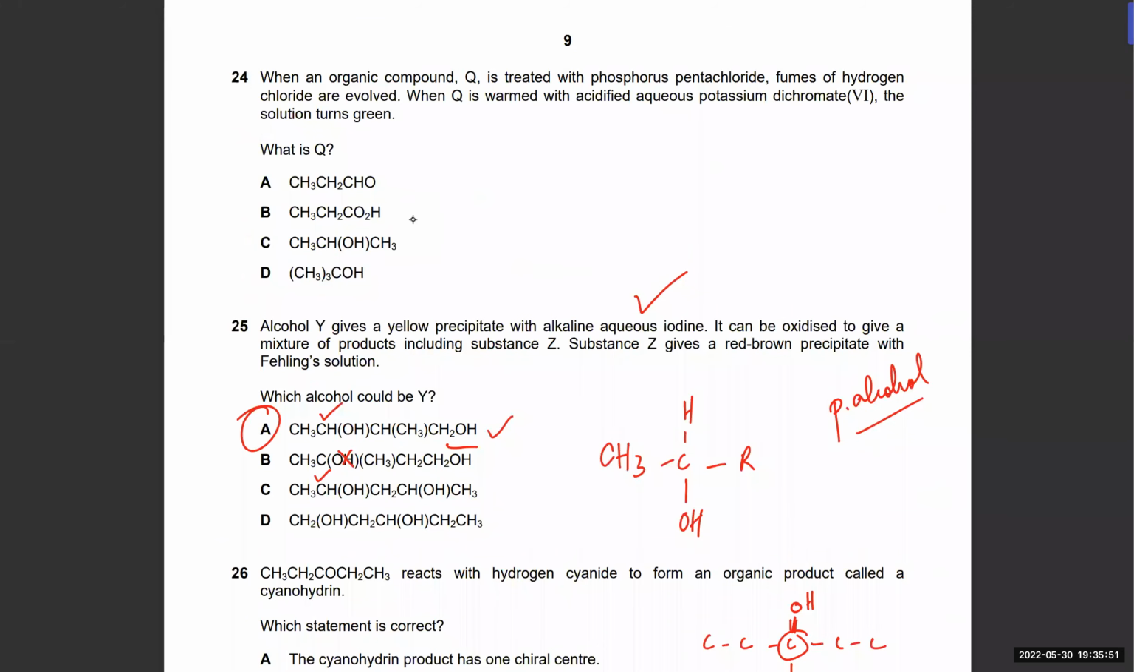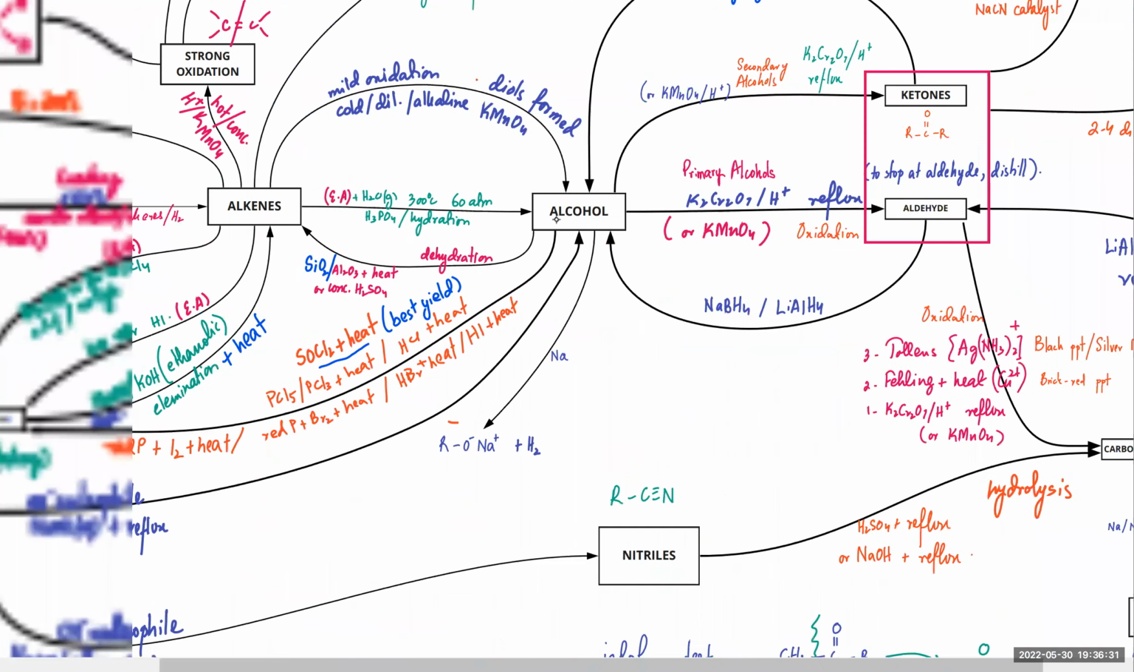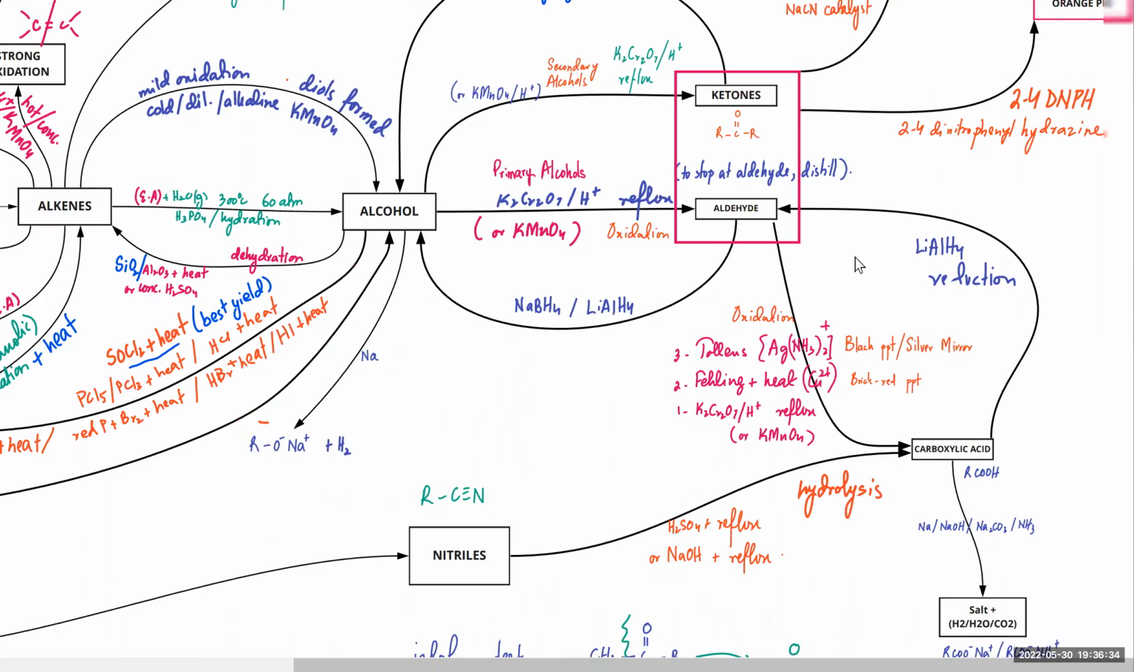Now the next one is question 24. When an organic compound Q is treated with PCl5, fumes of hydrogen chloride are evolved. When Q is heated with acidified potassium dichromate(VI), the solution turns green. So there's an organic compound which is reacting with PCl5. Who has a reaction with PCl5? Alcohol. Carboxylic acid. Yes, carboxylic acids do have reactions, but that's in A2. So we're going to go with alcohols. Alcohols have a reaction with PCl5. Where's the alcohol? This part.